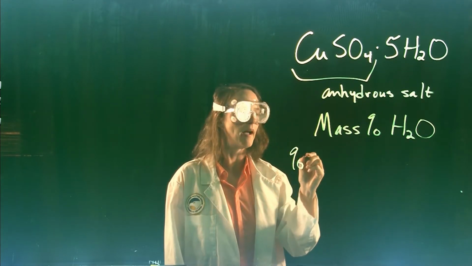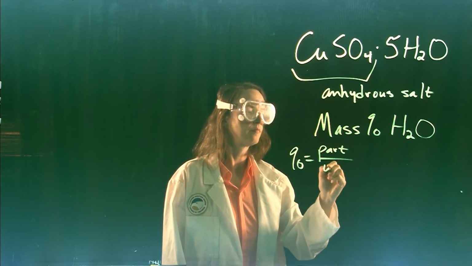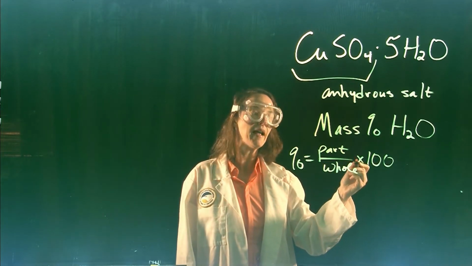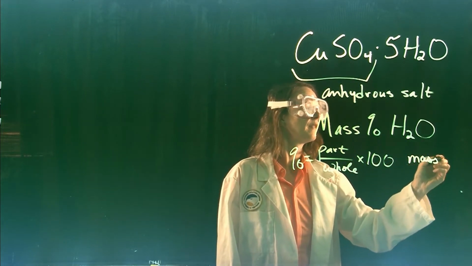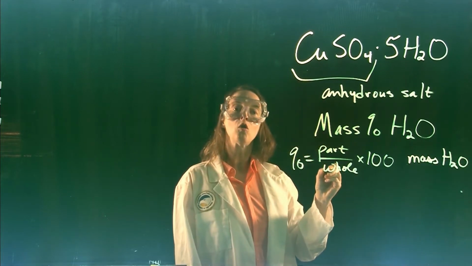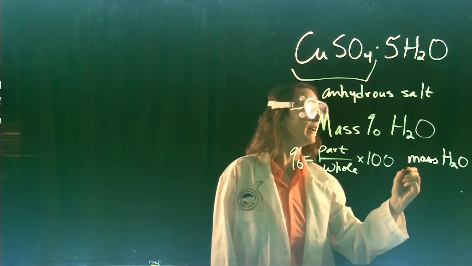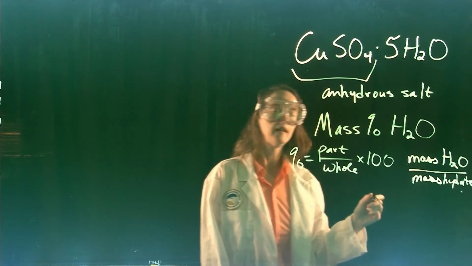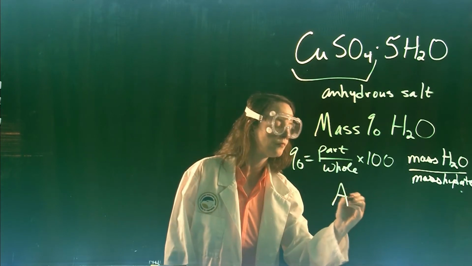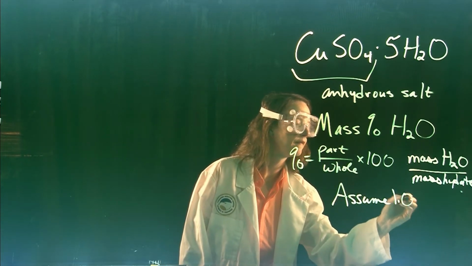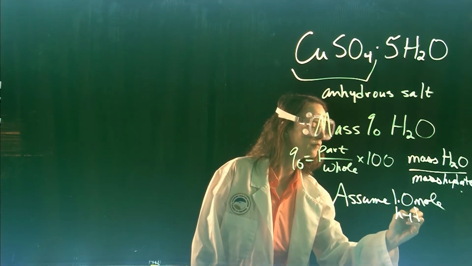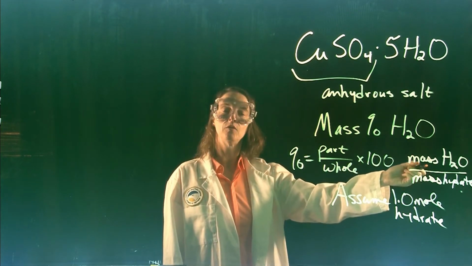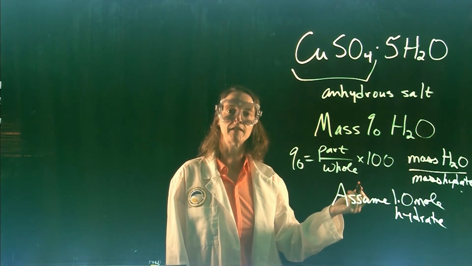Percent is part divided by whole times 100. So in this case, the part would be the mass of water. The whole would be the mass of the entire hydrate. If we assume 1 mole of hydrate, then we can use the molar mass to calculate the mass of water divided by the mass of the hydrate.